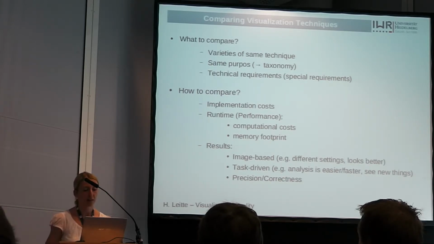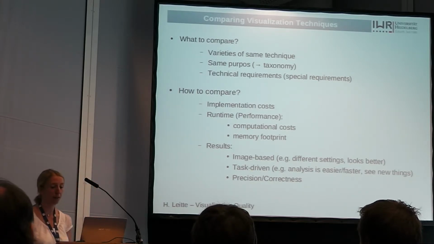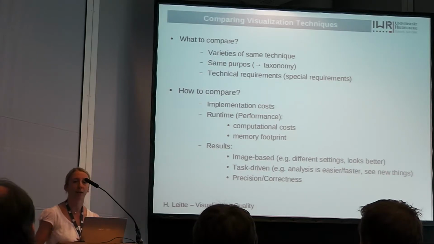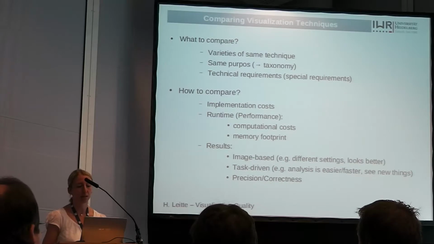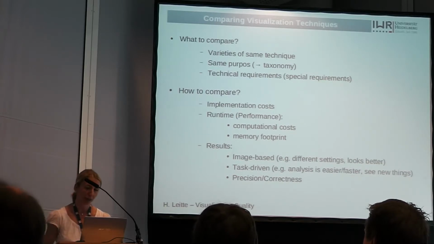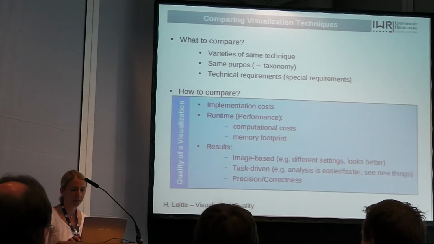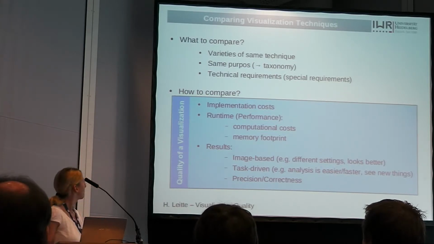The last part, which is the most tricky one, is how do we compare the results. If you run different methods on the same data set, there are different ways to compare the results. You can just look at the images and say, well, I like A better than B. You can use, for example, user studies, give the users some tasks to do and look at where they perform better. And the last one is some sort of precision or correctness: how well does the visualization, for example, represent the data? So if we look at this second chunk, after having selected some methods, we want to compare them. All of these things fall into the category of quality of visualization, and that's where my talk is going to focus.